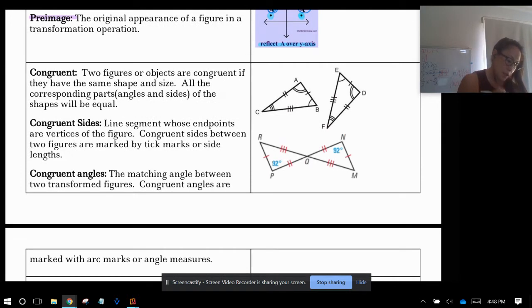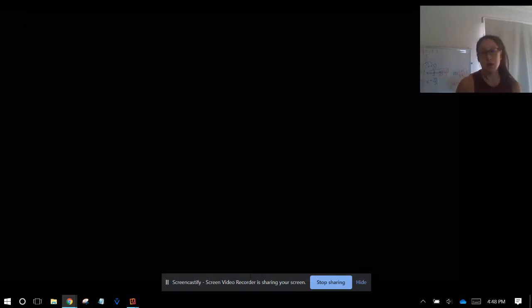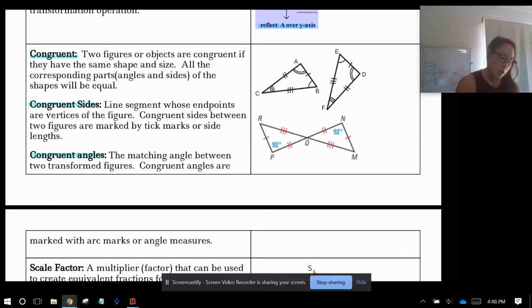All right, congruent is when two shapes are the same size and shape. So that means that all of the angles and all of the side lengths are the same. So congruent means same or equal value. And then it means that all of the angles and all of the sides are of equal value to each other. So we denote congruent sides by putting in these little tick marks.